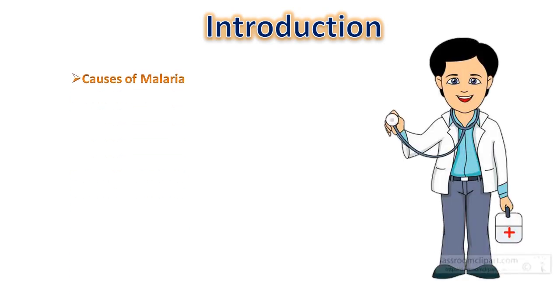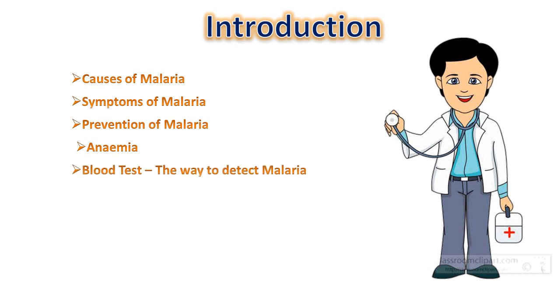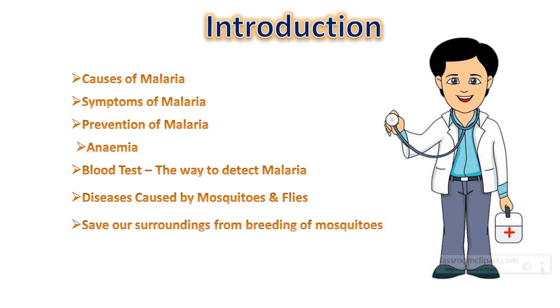Introduction. Let us see the important points that we are going to discuss. First one, causes of malaria, symptoms of malaria, prevention of malaria, anemia, blood test, the way to detect malaria, diseases caused by mosquitoes and flies, save our surroundings from breeding of mosquitoes. Sir Ronald Ross.